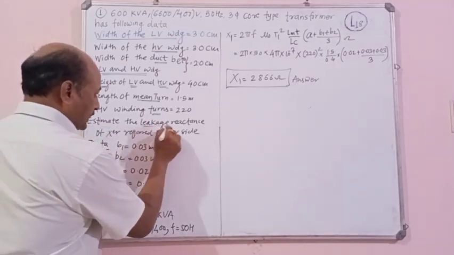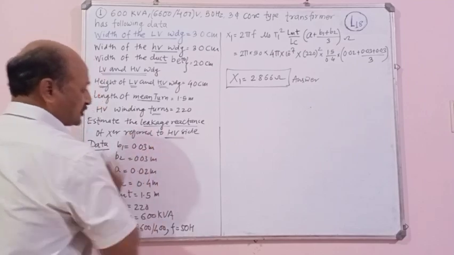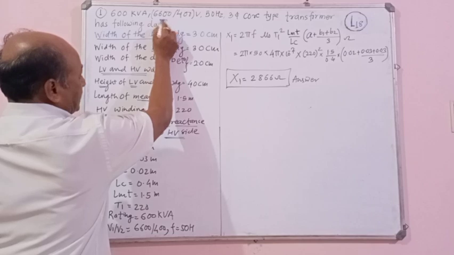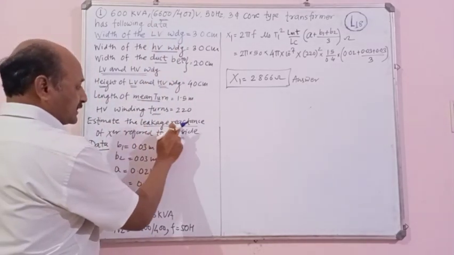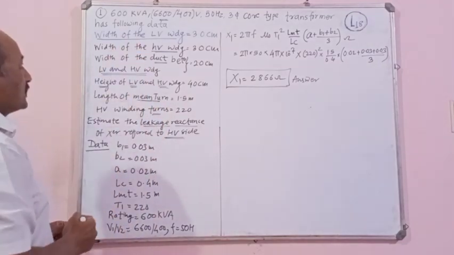Estimate the leakage reactance of the transformer referred to HV winding. Referred to HV means HV is primary. HV is primary means what? Our aim is to estimate the leakage reactance of the transformer on the primary side. So what is given?